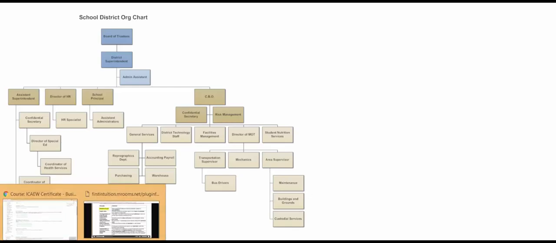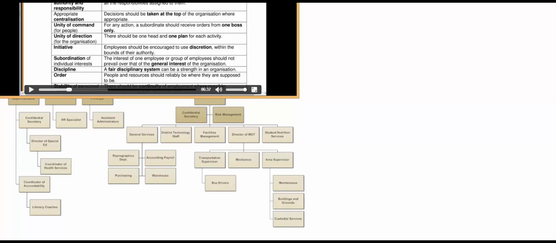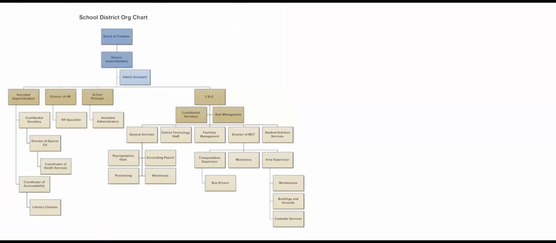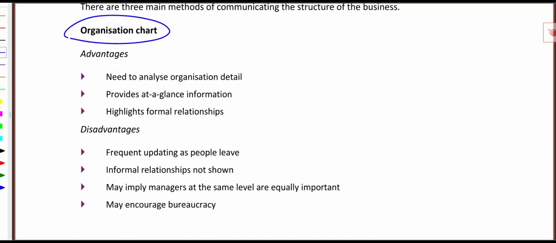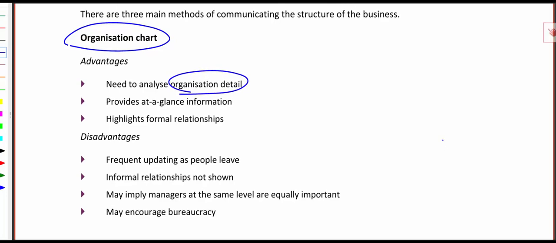So what's good, what's bad about this? Well, let's have a look at some advantages and disadvantages. Advantages: need to analyze organizational detail. So we can very quickly see lines of authority, who reports into who, and so on. Provides at a glance information, so I don't need to go away and read lots of information to see what I'm trying to look for. I can see very quickly on my chart, yes, this person is who I need to talk to, or this person is responsible for that.